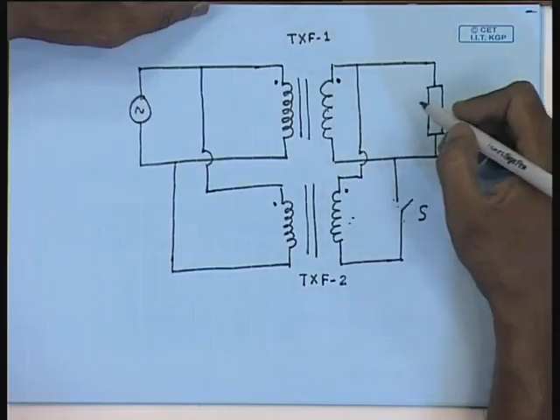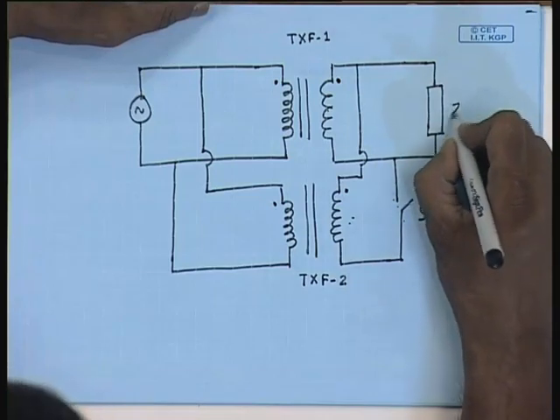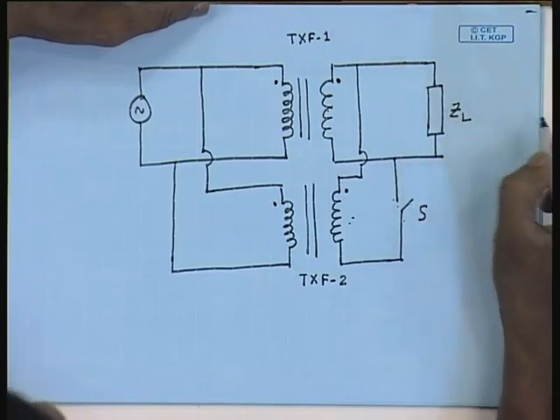There are a few other conditions which are not essential but desirable, and we will derive them. And of course, the total kVA rating of the two transformers must be greater than the total kVA demand of the load. It is for that purpose only that we are connecting the transformers in parallel.